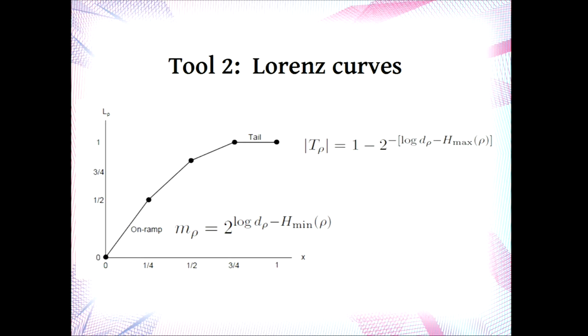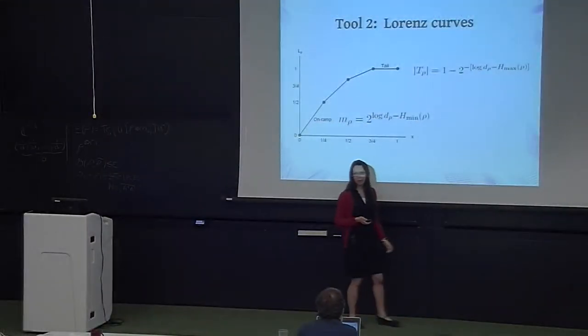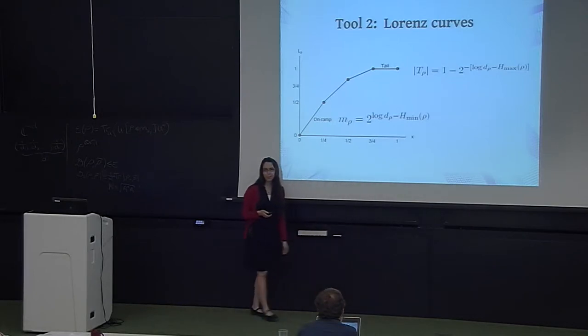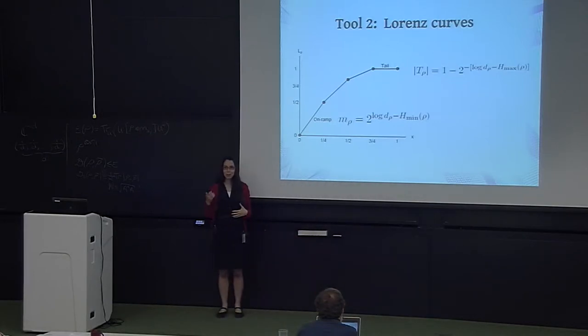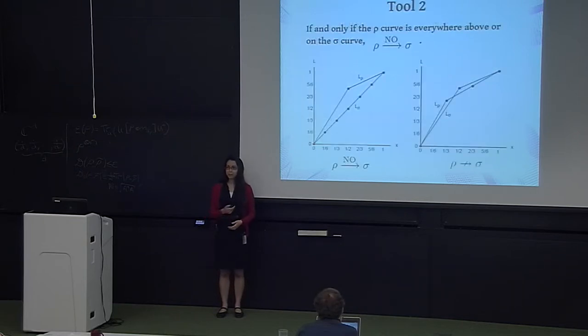We found that the Lorenz curves have interesting anatomies, and the single-shot entropies quantify those anatomies. This first flat bit of the curve I call the on-ramp, and its slope is given by the min entropy. That final flat part, the horizontal part, I call the tail. Its length is quantified by the max entropy. And now that we have these Lorenz curves, let's see how to use them in the nonuniformity theory.